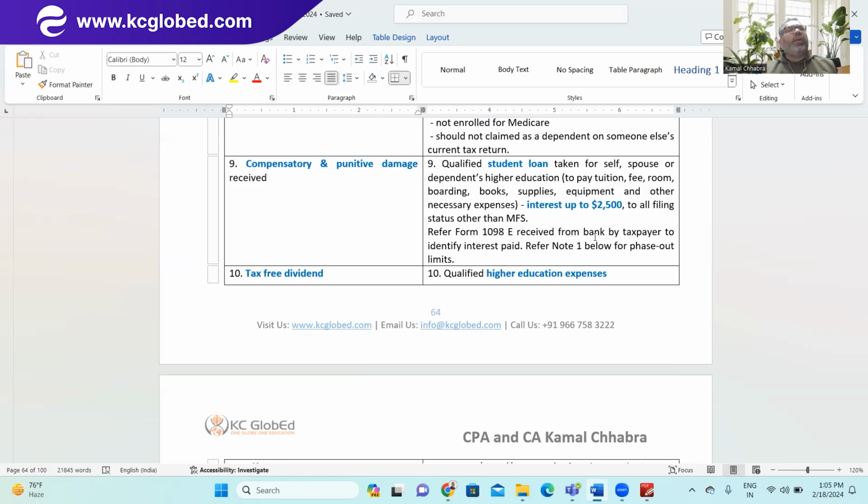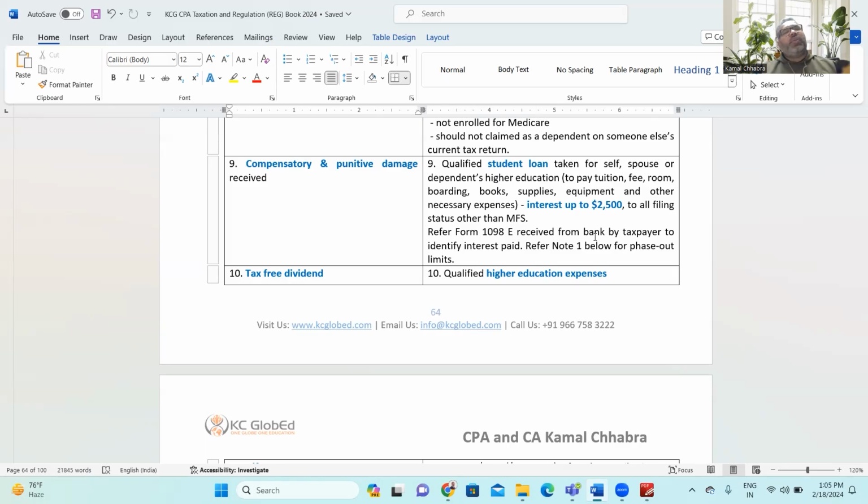So if you see the exclusion which we were discussing, right, there was exclusion only for tuition fees, course fees, and supplies, but here it includes the boarding expenses also, room and boarding expenses also.